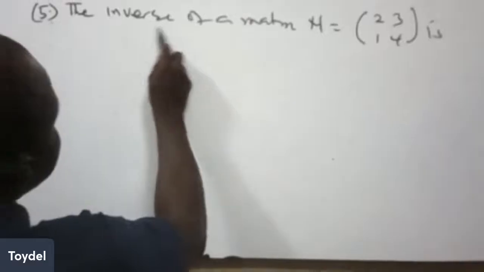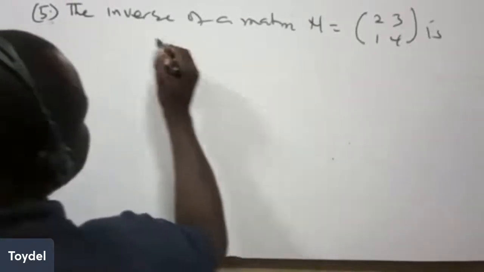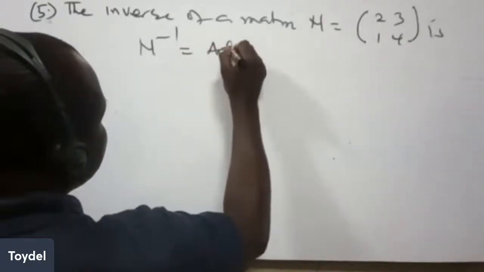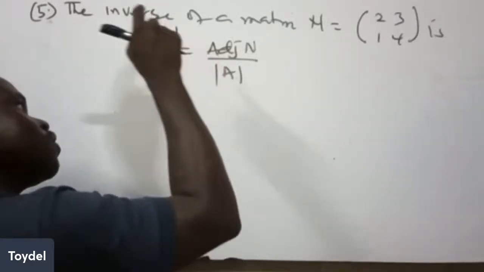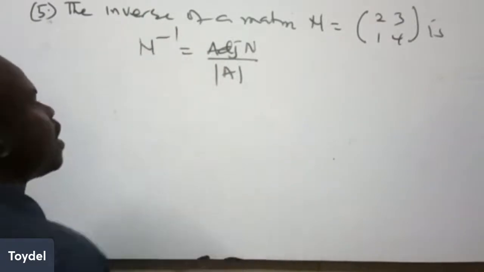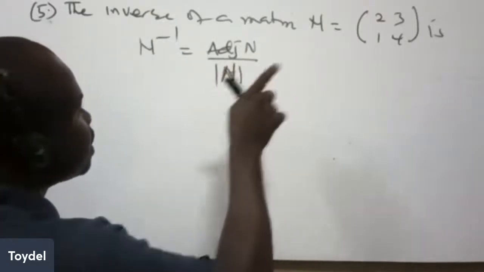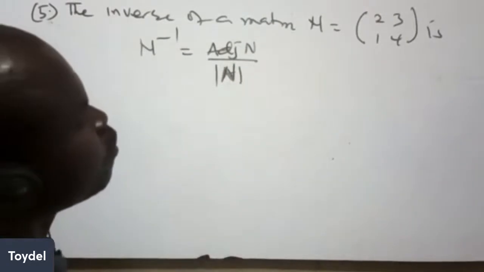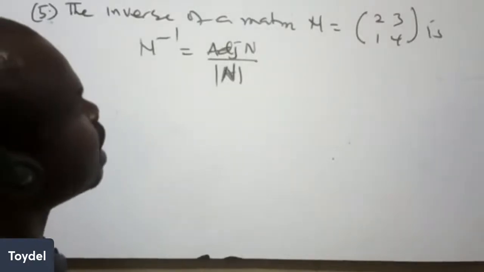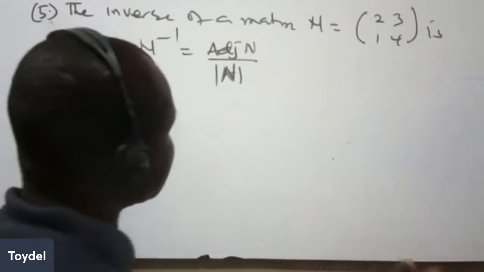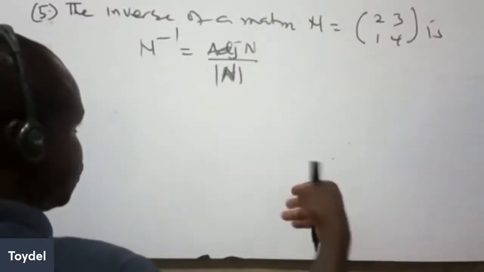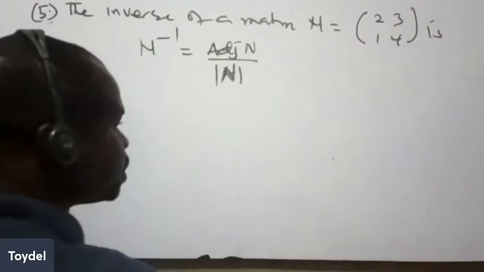If you want to find the inverse of this matrix N, by formula, N inverse is equal to the adjoint of N all over the determinant of N. Once the determinant of N is 0, this matrix does not have inverse. So the first thing, if you have to find the inverse of a matrix, is to find the determinant. Once the determinant is equal to 0, the implication is that the matrix is not invertible, because a singular matrix has no inverse. It's only a matrix whose determinant is non-zero that has inverse.